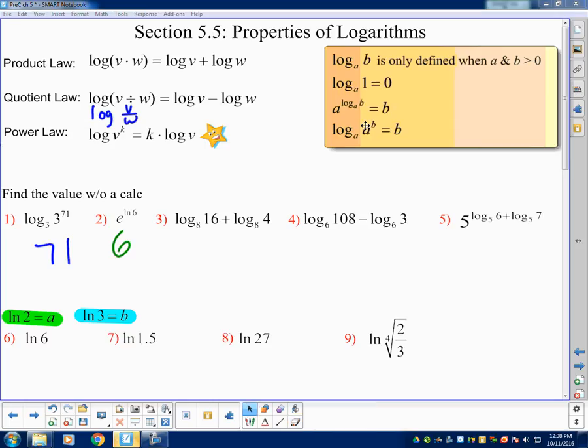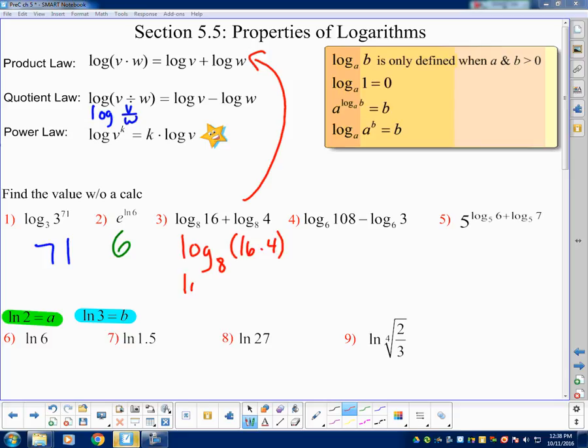Then, the next one. Before I can find the value of that without a calculator, I need to apply one of the laws to this. And we're actually going in reverse here. We're going to take this, which matches up with the right-hand side of the product law, and write it in terms of the left-hand side of the product law. And so this would be the same as log base 8 of 16 times 4, or log base 8 of 64.